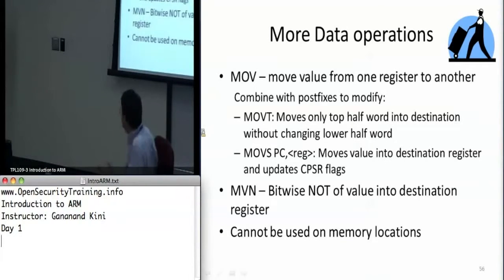Now there are variations on this. One of them is the move T, which just moves the top half word of the 32-bit value into the destination register. And then there is the move as PC. So this is a special instruction because you're changing the program counter. You're telling it to do a branch at this point. So you're actually taking an instruction address, loading it into PC, and telling it to actually branch to that instruction that's been updated in the PC.